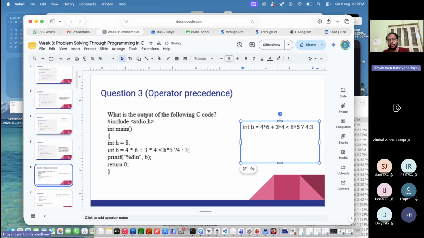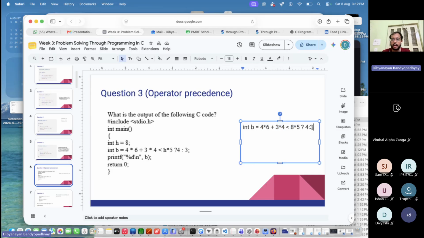Now carefully see what are the expressions here. So in the right hand side, if you see carefully, there are 3 operators, I mean. Okay, so this is one operator, star. This is another operator, this is another operator, and this is another operator. So always remember that to evaluate a ternary expression, you have to evaluate the left hand side first, and then you have to choose either this or this.